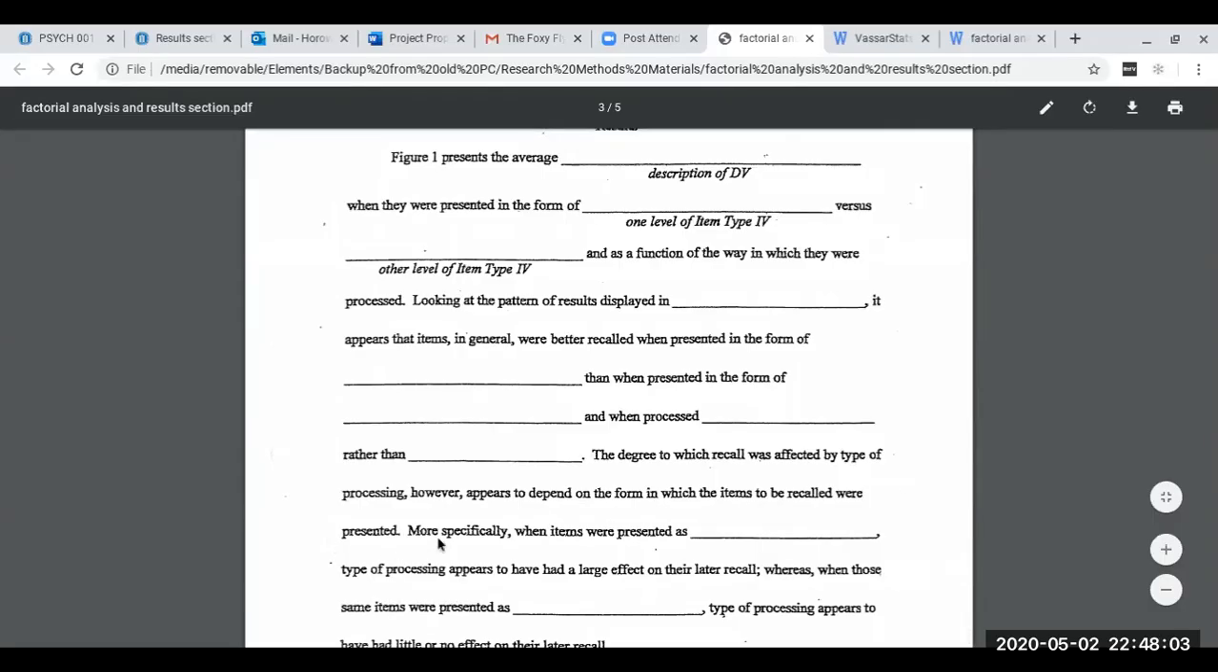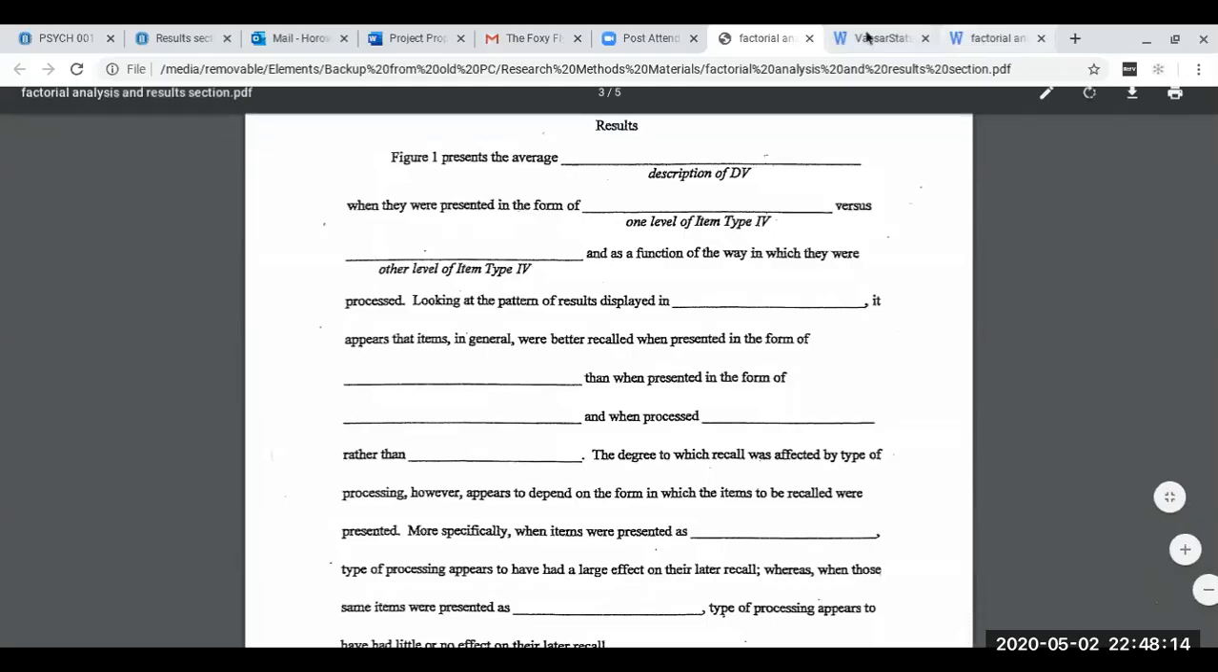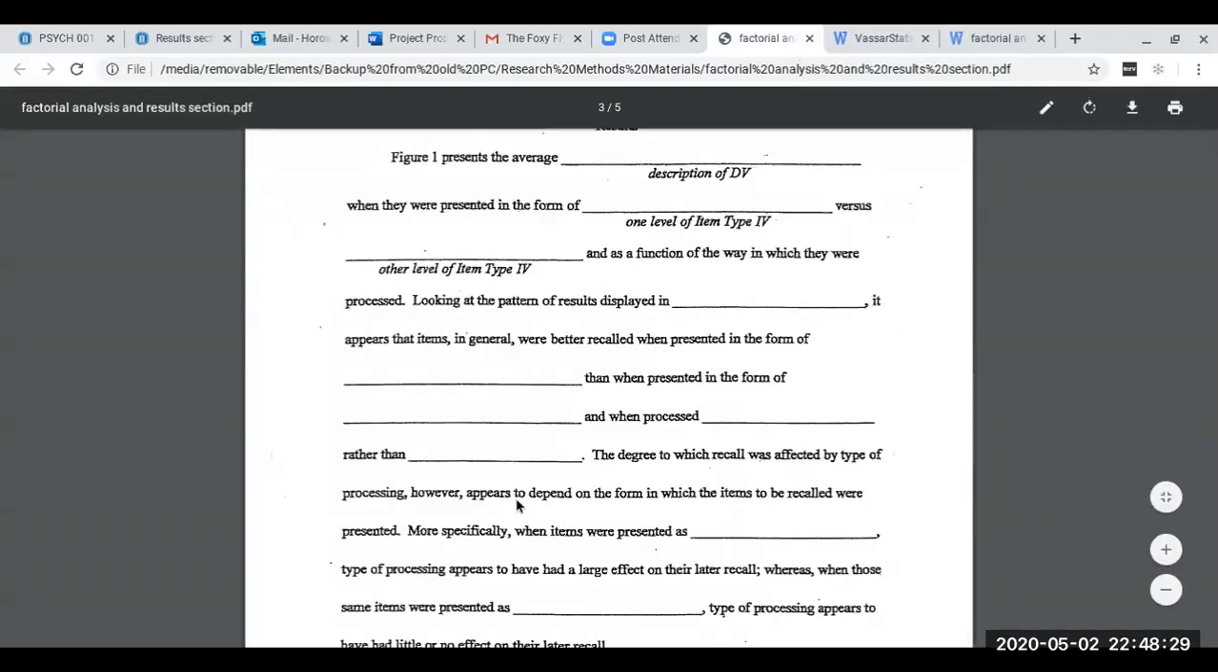More specifically, when items were presented as, so one level of item type, type of processing appeared to have had a large effect. So if we're looking at marginal means again, there's a large effect here, right? Between when they were processed acoustically, we see a big difference, 7.6 and 5.1. Going back. It appears to have had a large effect on later recall.